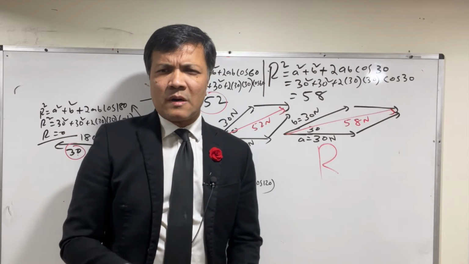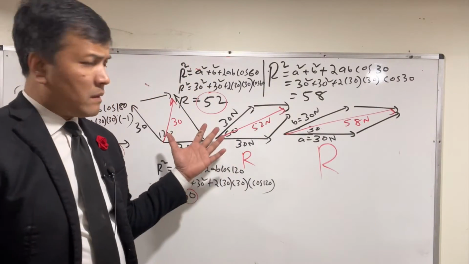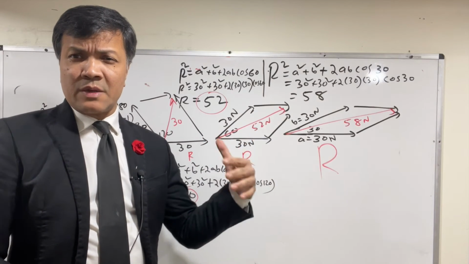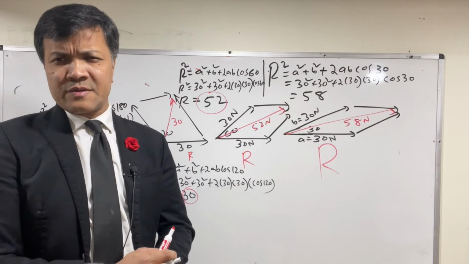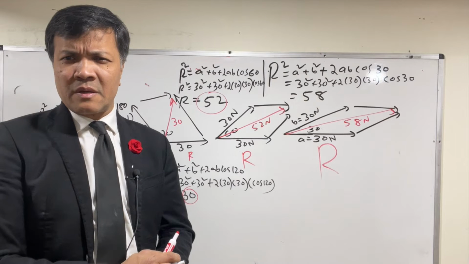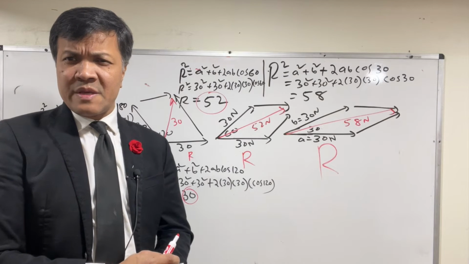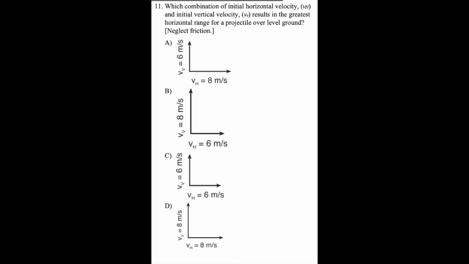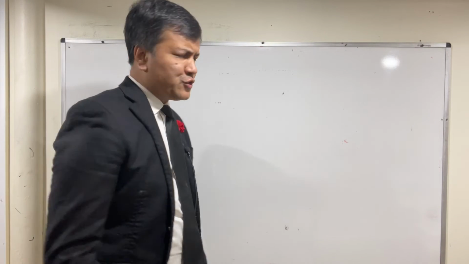You could have done it conceptually. I show you the math because, hey, in the future someday you're probably going to end up becoming a PhD candidate in physics. But 11 has to do with the range.